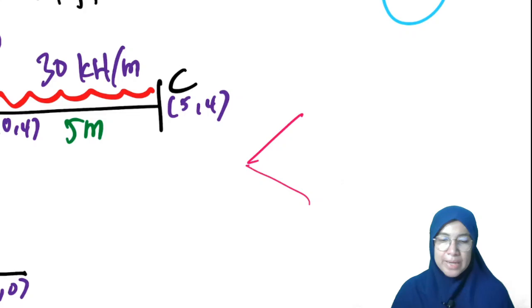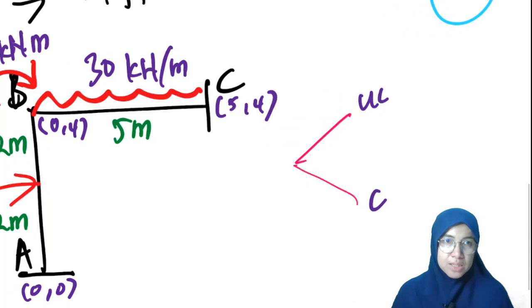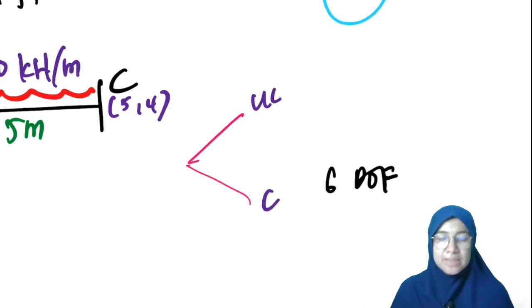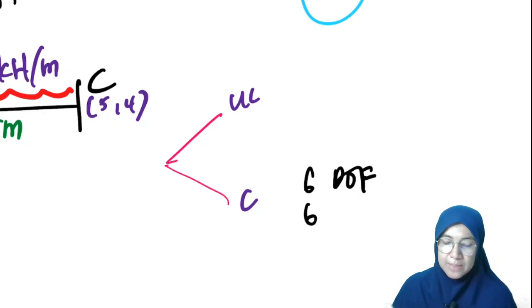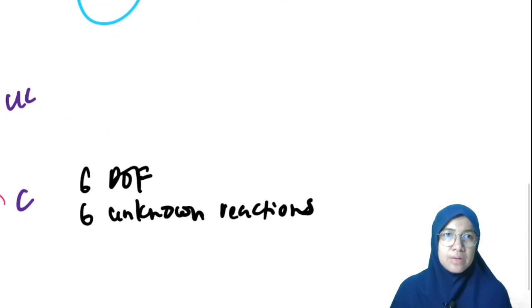So we want to separate this into two systems: unconstrained and constrained. From the supports at A and C, we know that there are 6 unknown reactions, 3 at A and 3 at C. These 6 unknown reactions represent 6 degrees of freedom.